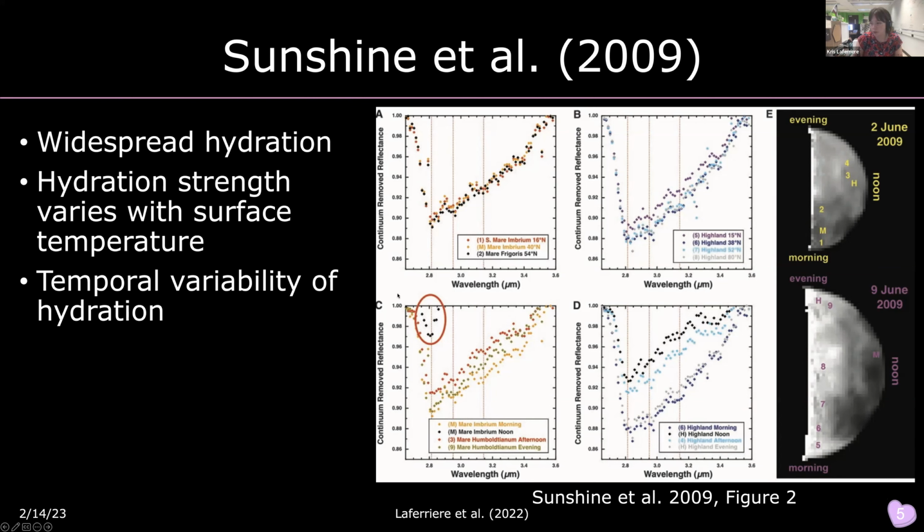And so, for example, from this figure from the paper, we can see in section C, Mare Imbrium has a pretty strong band down to about 0.9, whereas at noon, it's a much weaker band, that one circled in the orange. I'm assuming you can't see my mouse. And so they saw this change in hydration strength with time, especially with a loss towards noon. So that's sort of the motivation for this work: there's been evidence of this widespread hydration, variable with surface temperature and time of day.